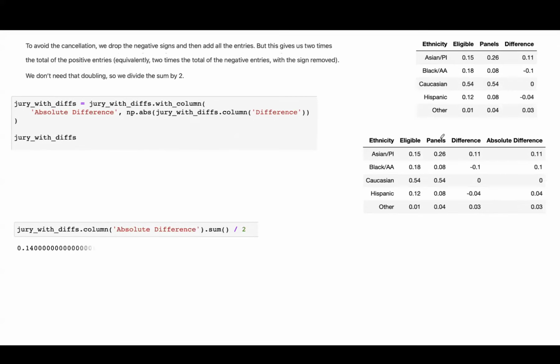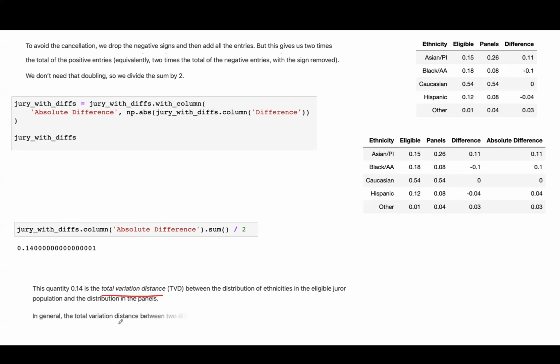Now, if you divide that by 2, you get about 14%, or 0.14. What's the meaning of that? This quantity, 14% or 0.14, is the total variation distance, or TVD, between the distribution of ethnicities in the eligible juror population and the distribution in the panels.